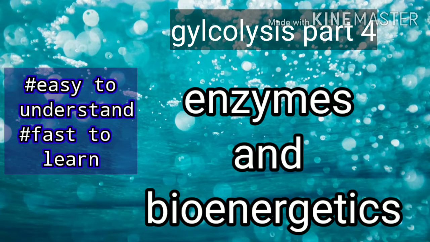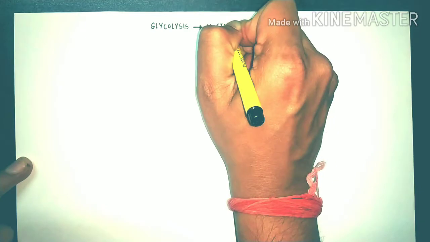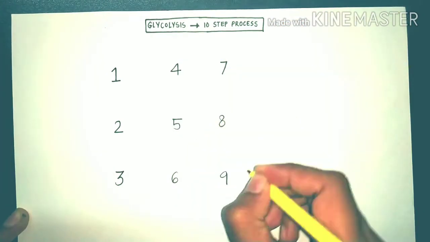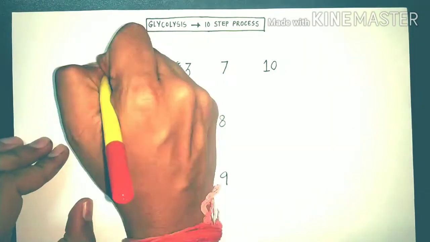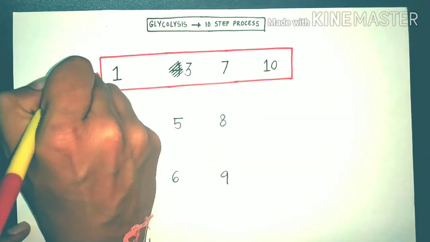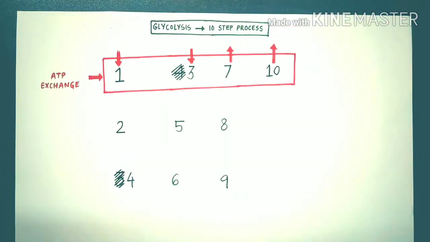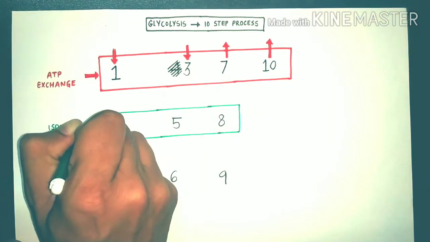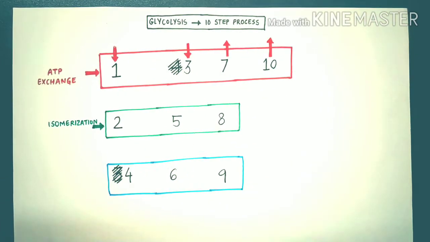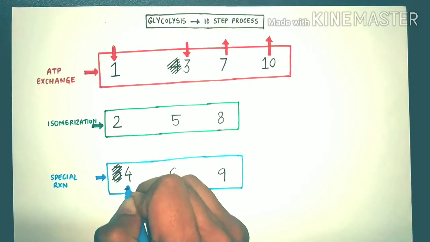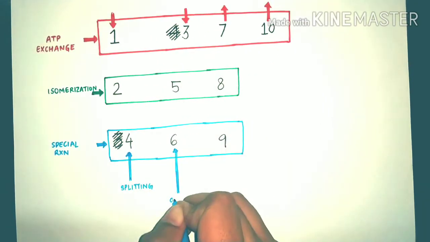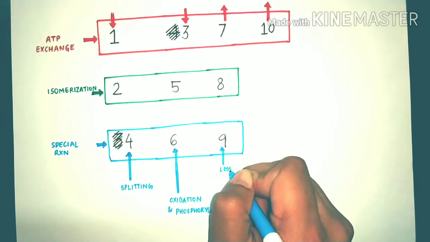In the previous part, that is part 3, we learned how to write the 10 steps of glycolysis. We started with the blueprint, a short conceptual trick to remember the steps, and then went about writing and understanding each step with the structures. In case you have not seen the previous video, I'll leave a link in the description box. Please go and watch it. In this part, we will learn about the enzymes and bioenergetics of glycolysis.